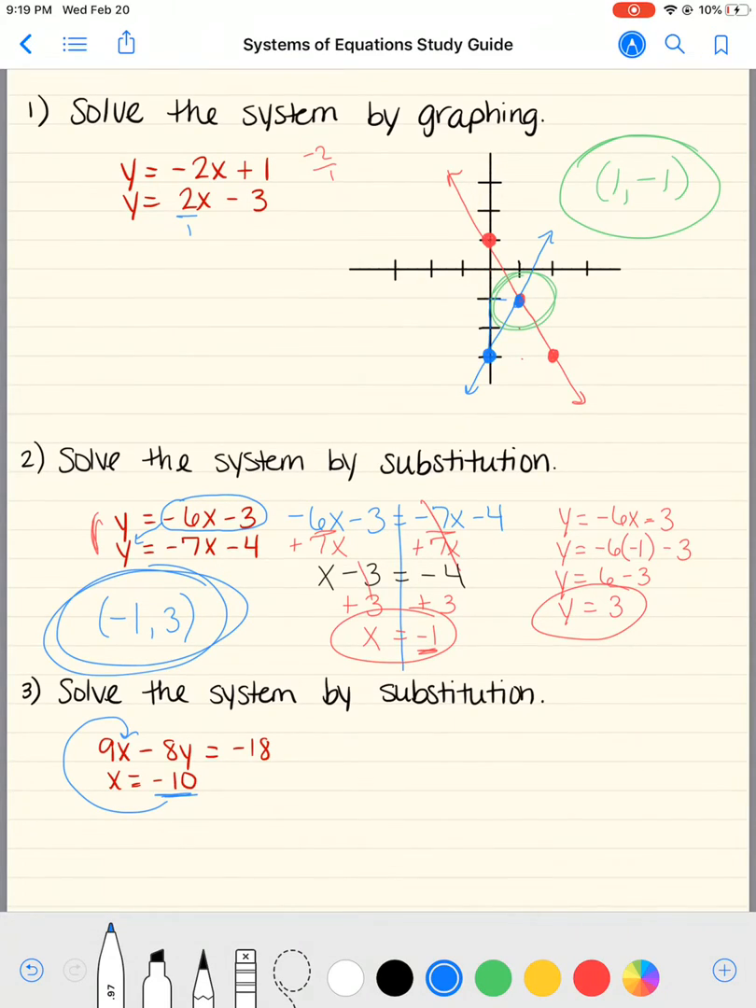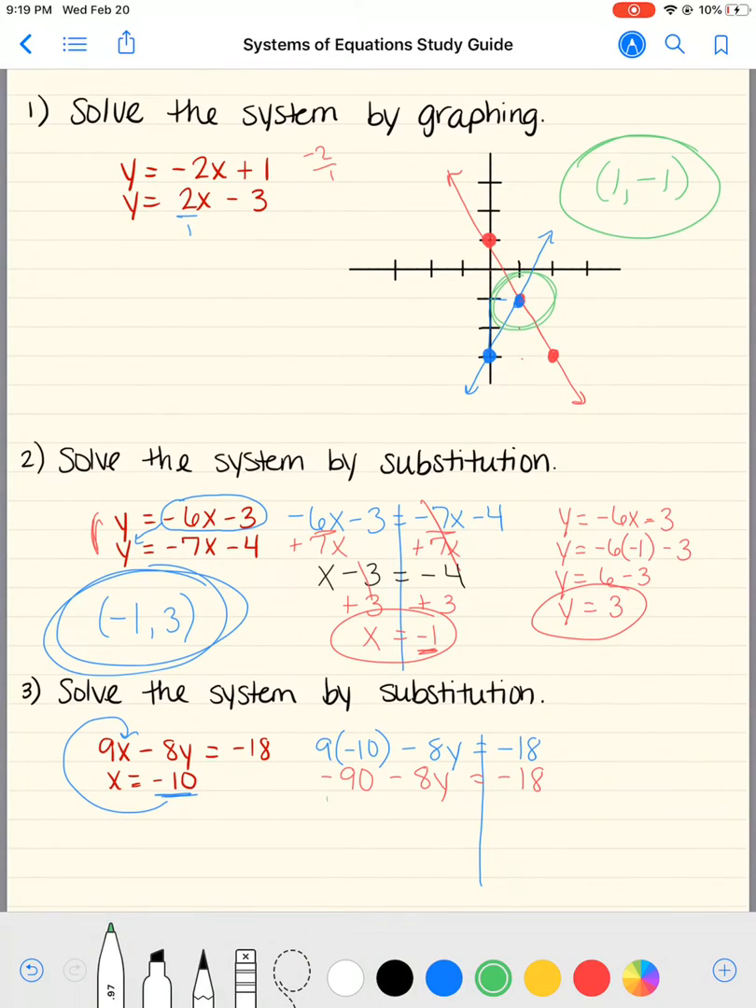So we're going to have 9 times negative 10 minus 8y equals negative 18. And I just need to solve that. So 9 times negative 10 would give you a negative 90. Everything else I'm going to bring down.